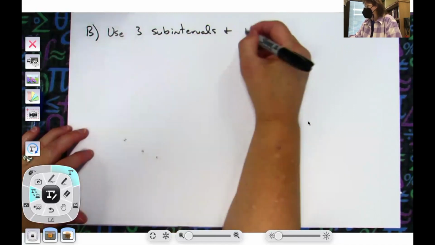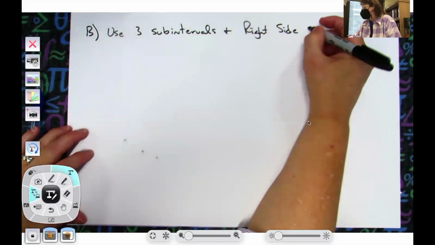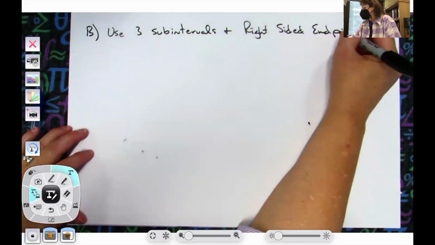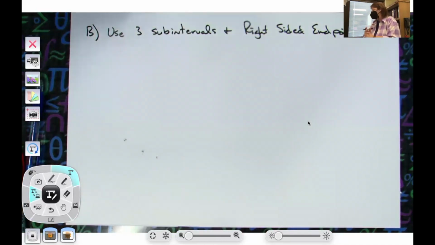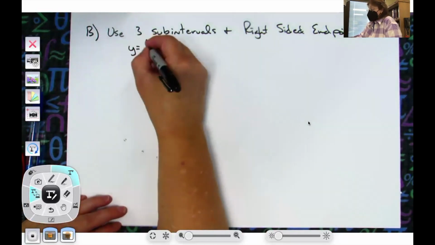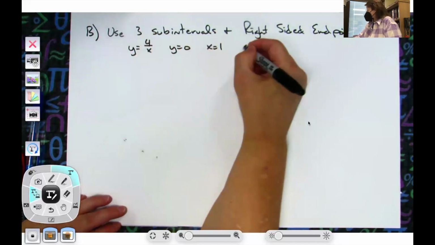And right-sided endpoints this time. All right, I'm still keeping all the same curves, so I'll write them down again just so we can see them. y equals 4 over x was one of them, y equals 0, x equals 1, x equals 4.